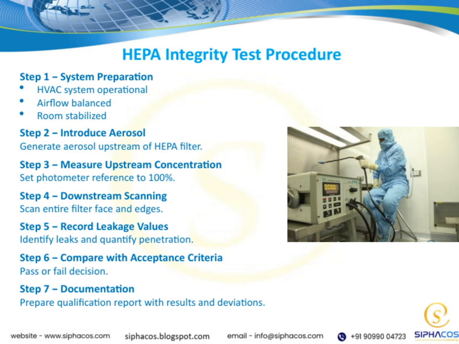Next, in Step 2, we introduce aerosol upstream of the HEPA filter. This aerosol acts as a tracer, allowing us to detect any leaks or penetrations in the filter. In Step 3, we measure the upstream concentration using a photometer and set it to 100%. This gives us a baseline to compare against downstream measurements.